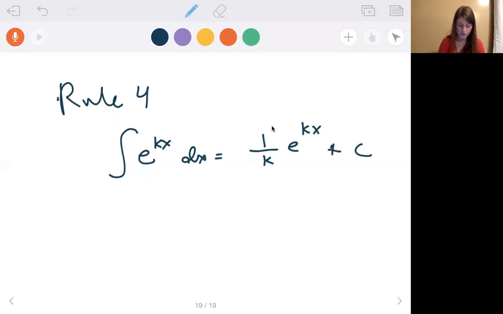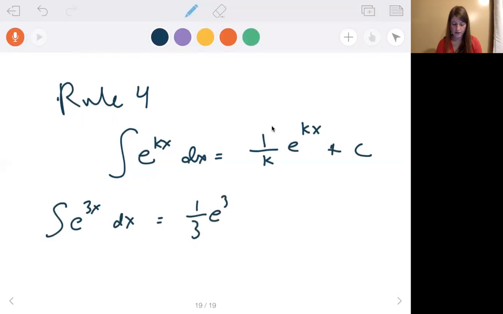So this allows you to quickly do things like the integral of e to the 3x, which is 1/3 e to the 3x. And then you can also introduce some new constants.